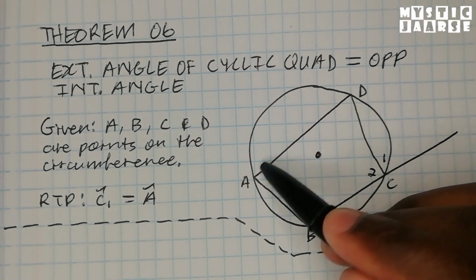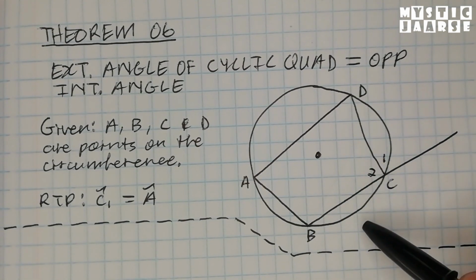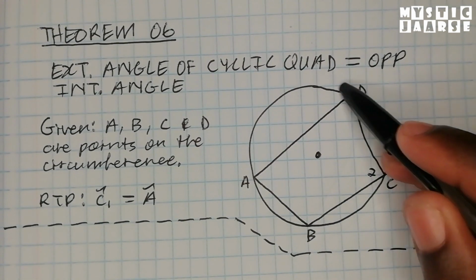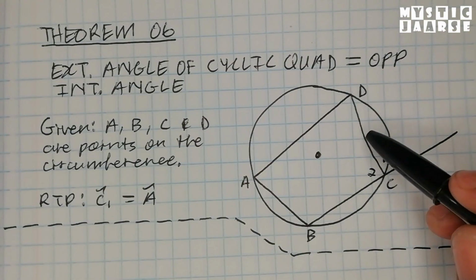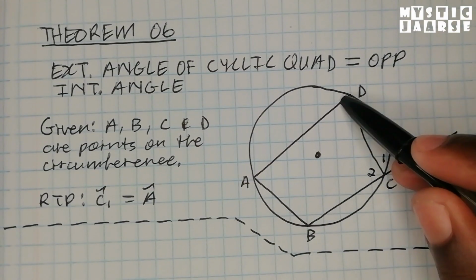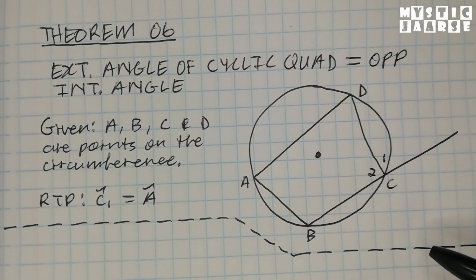Whenever you have a quadrilateral, meaning a shape that has 4 vertices, that is inscribed inside of a circle, meaning all its 4 vertices touch the circumference of the circle, then that quadrilateral is cyclic. It forms a cyclic quadrilateral.